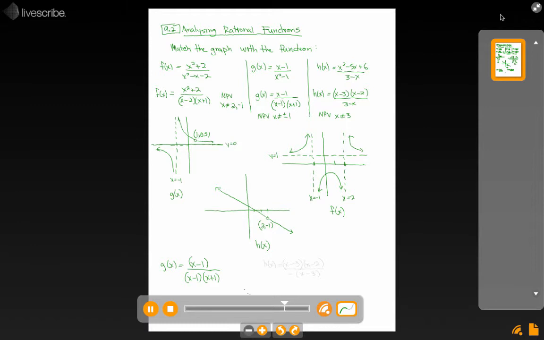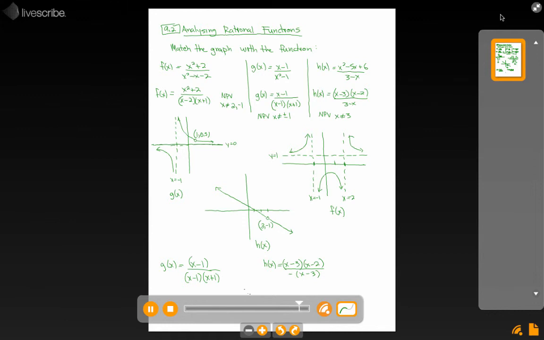The h of x is also somewhat interesting in that some students have trouble seeing that when h of x equals x minus 3 times x minus 2 over 3 minus x, we can actually factor out a negative and call that negative x minus 3. And so even though they didn't look like they were matching, it turns out that the x minus 3 factor is common in the top and the bottom, and that's why this turns out to be a point of discontinuity and not a vertical asymptote.